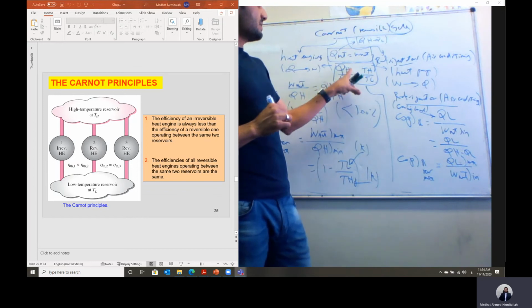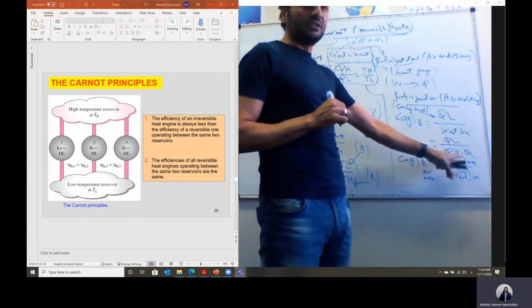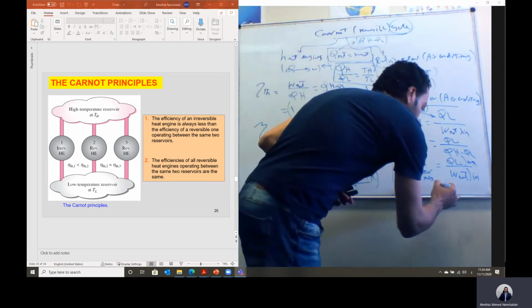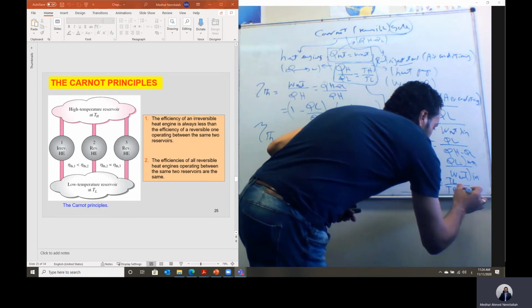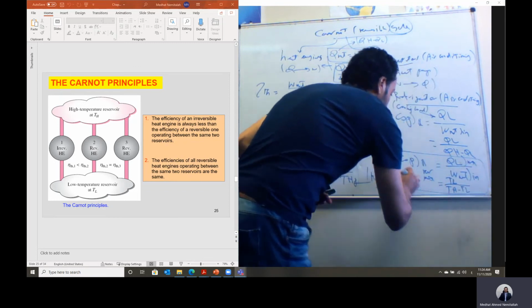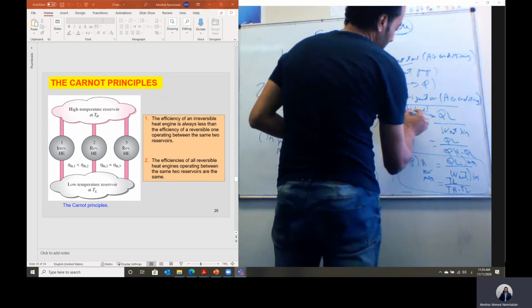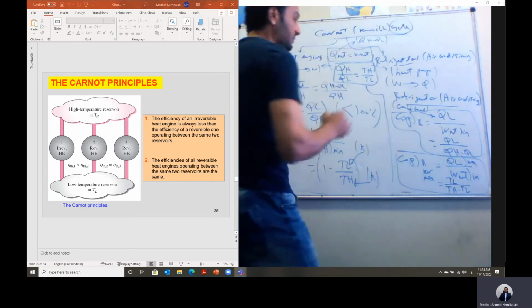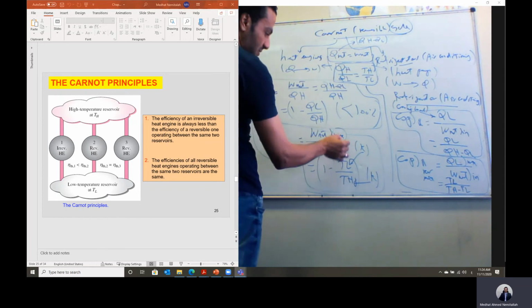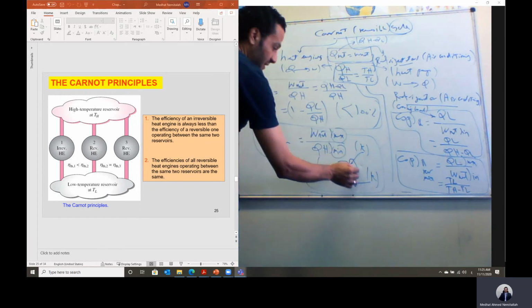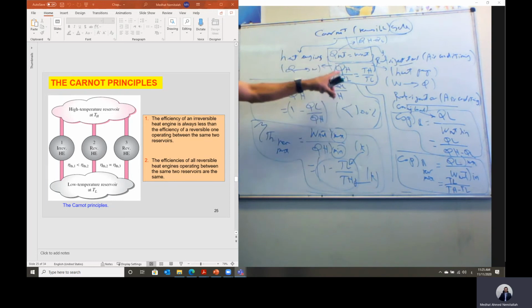And in this case, we can replace Q high over Q low by T high over T low, and we can express this coefficient of performance as a function of temperature, which equals T low divided by T high minus T low. So this is the maximum coefficient of performance, and this is how we define the actual coefficient of performance. This is the actual thermal efficiency, and this is the maximum thermal efficiency. The difference is that the work is minimum for the maximum case, and we can replace the heat transfer ratio by the temperature ratio.